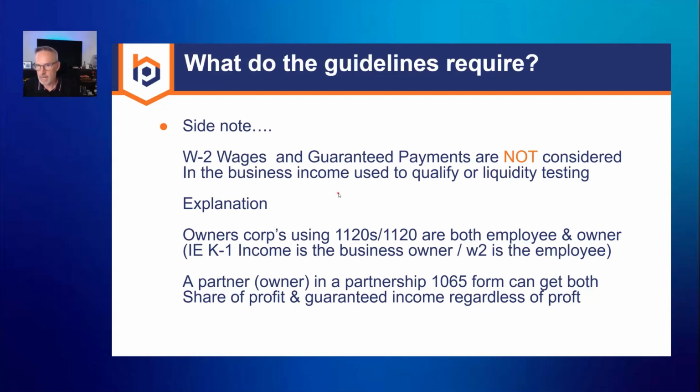So I work here all the time. I get a paycheck every 2 weeks, just like the rest of the staff does. I have a salary. I get bonuses if the company does well. But the better the company does, the more money I make in K1. Now, partnerships are the same thing when we're talking about guaranteed payments. Guaranteed payments are the same as W-2 wages, right?